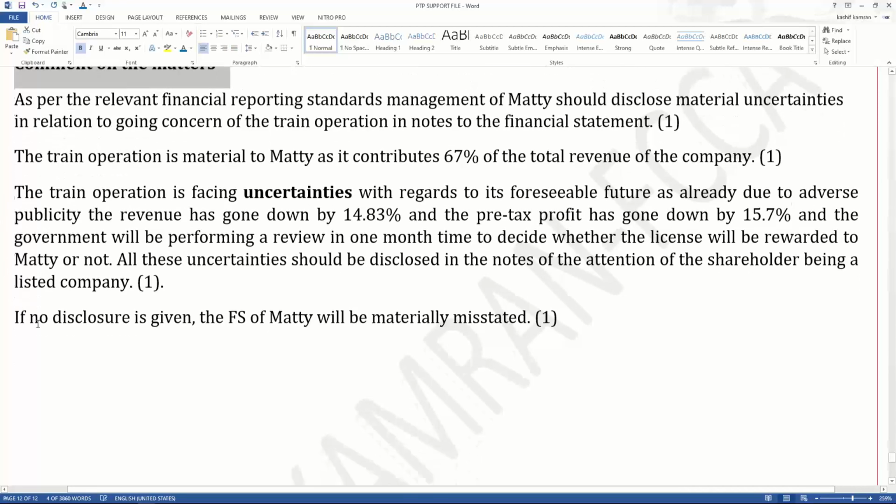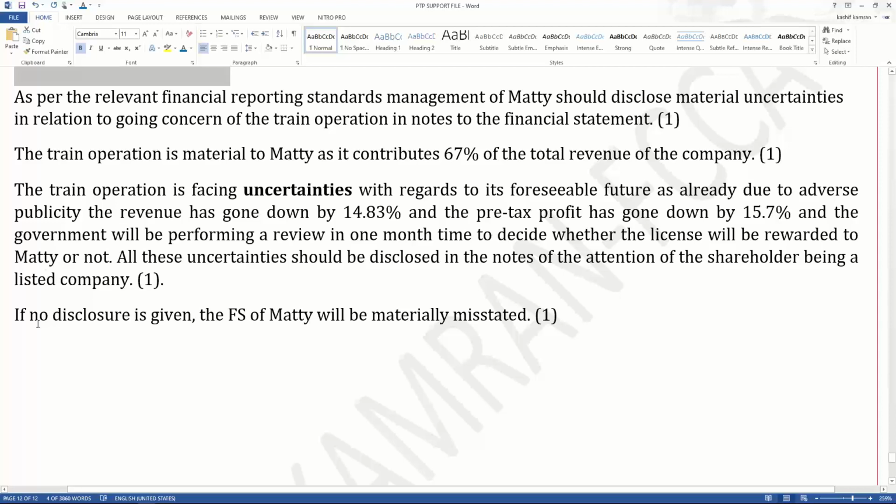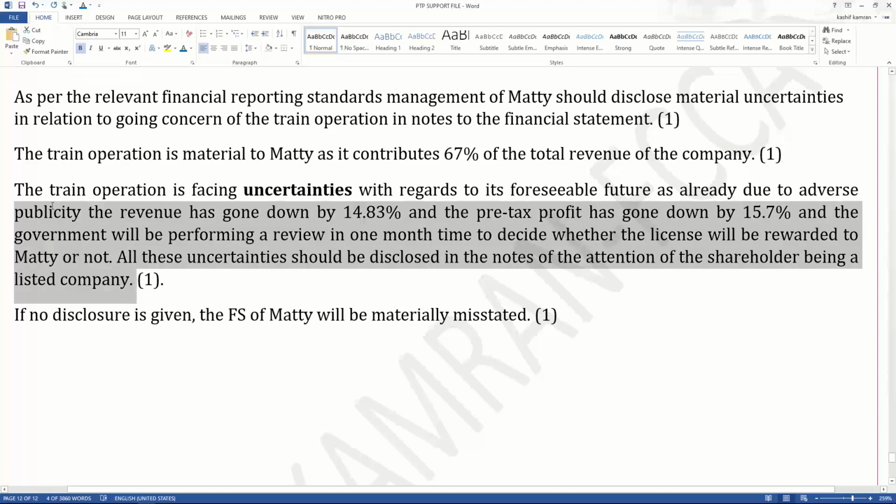Is everyone clear on this? Have we written something out of the case study? We found materiality, we found a treatment, we found something specific to the case: the indicators of going concern. Did I mention the indicators of a going concern as a very specific matter? Paragraph number 3, right?